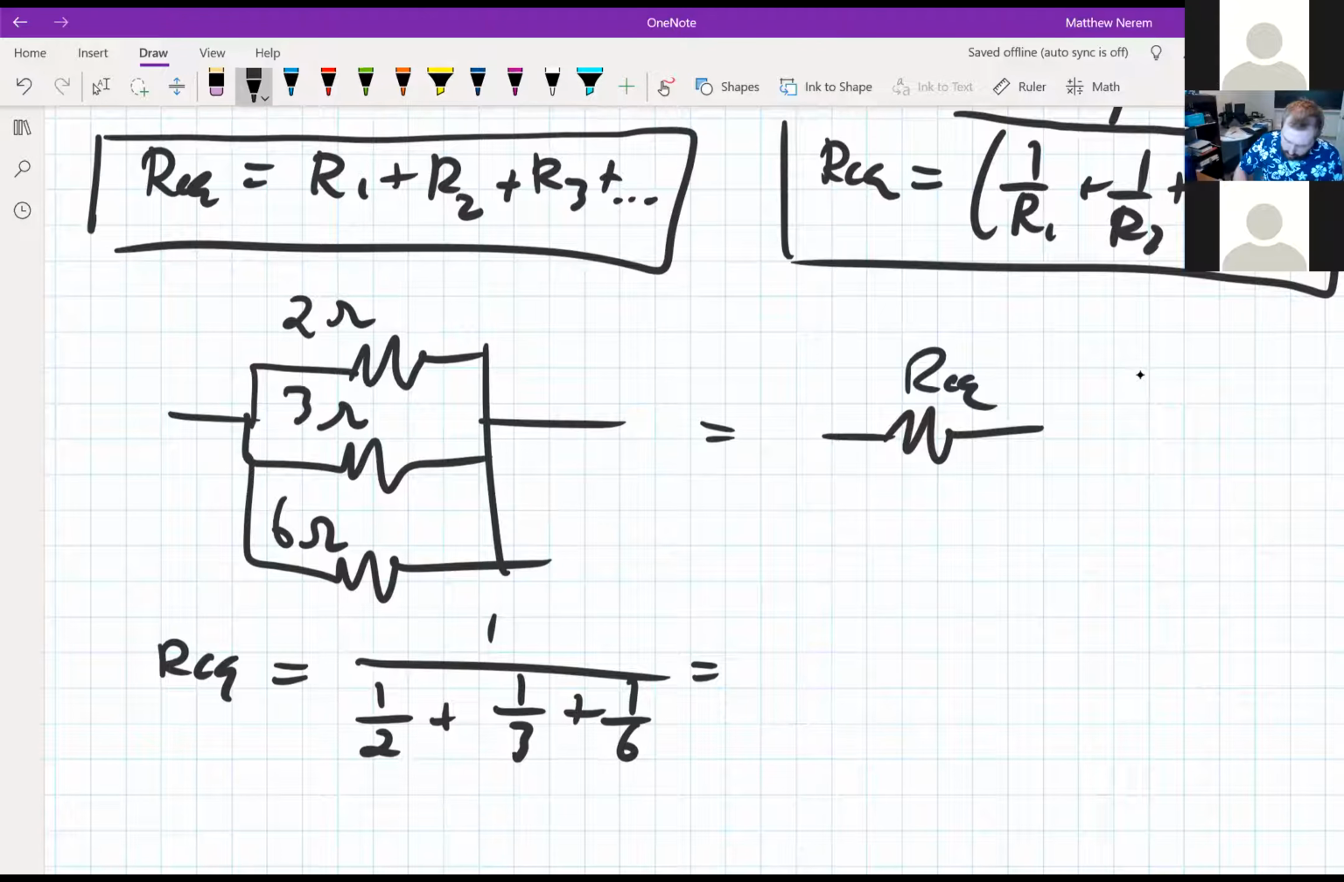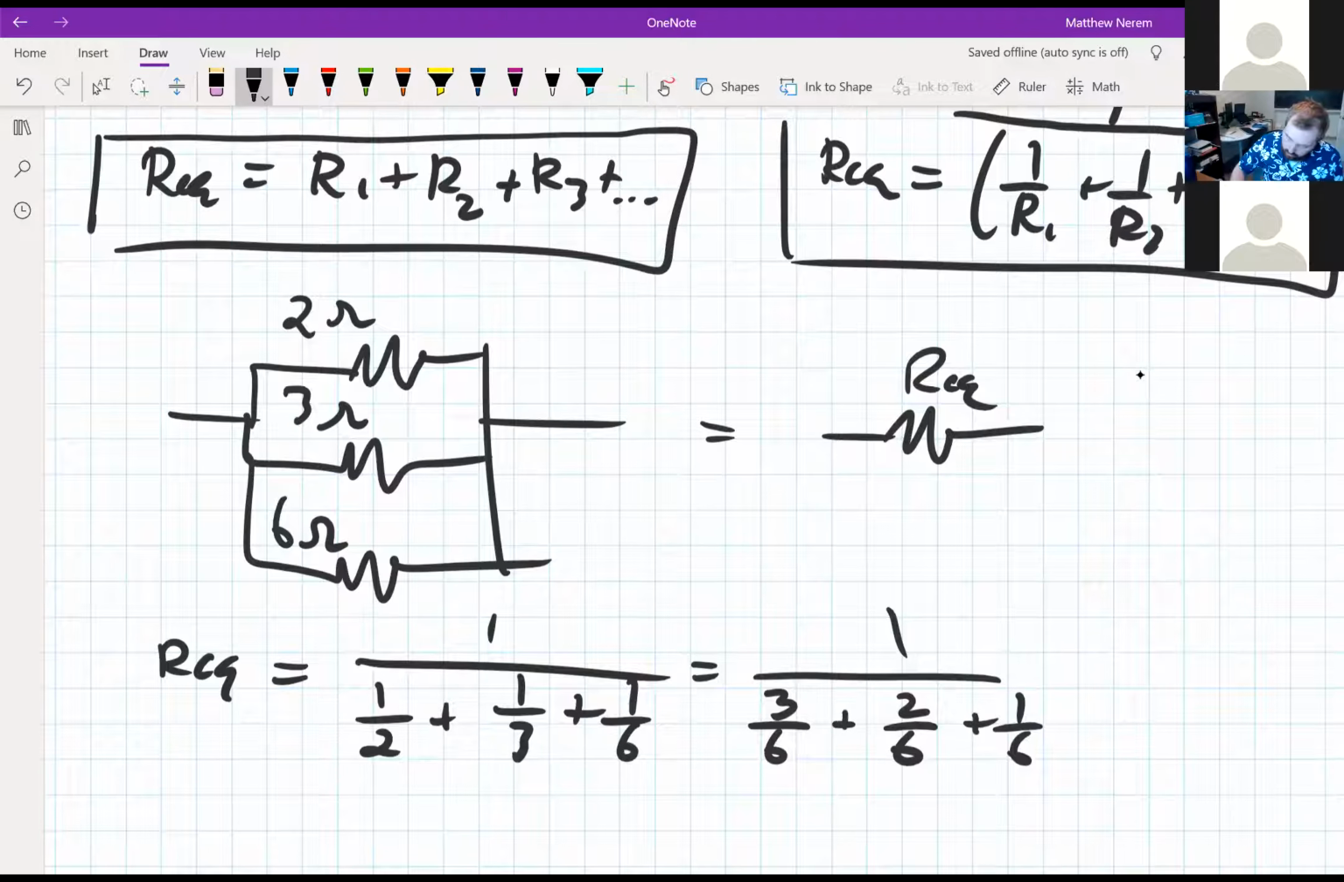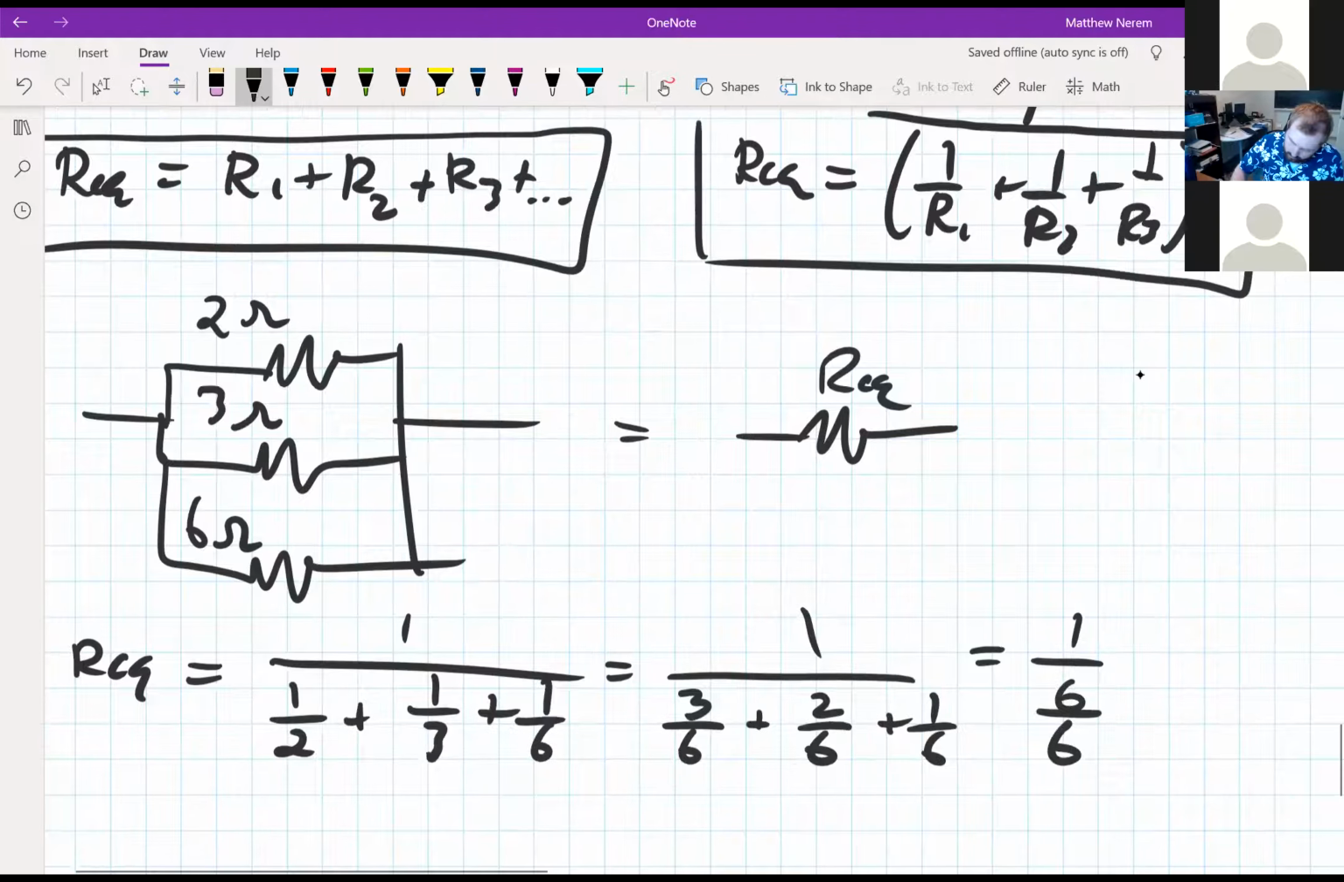So 1/2 multiplied by 3, this is 3/6, 2/6, 1/6, all over 1. 3 plus 2 plus 1. 3 plus 2 is 5. 5 plus 1 is 6. So this is 1 over 6 divided by 6. Well, fancy that. I got a nice single 1 ohm.